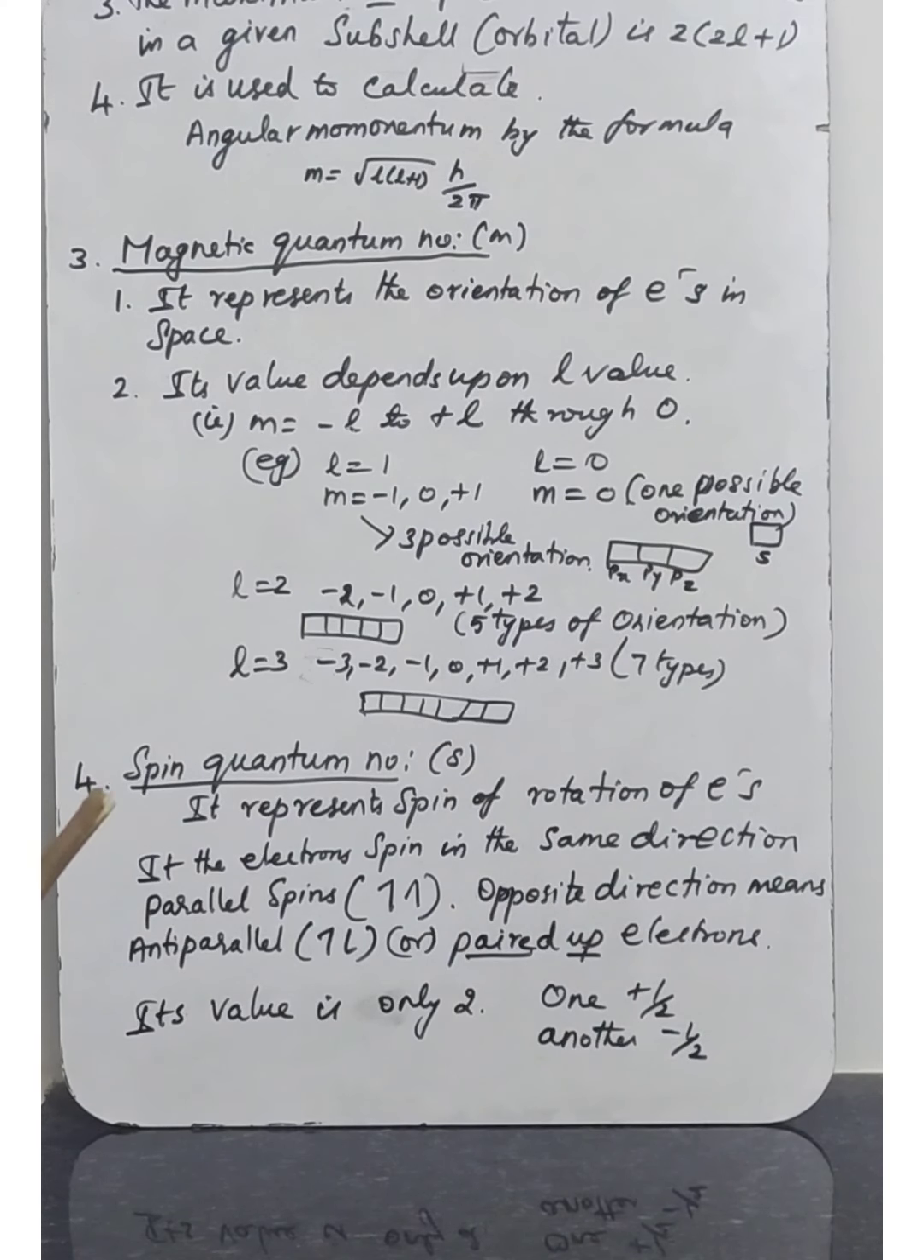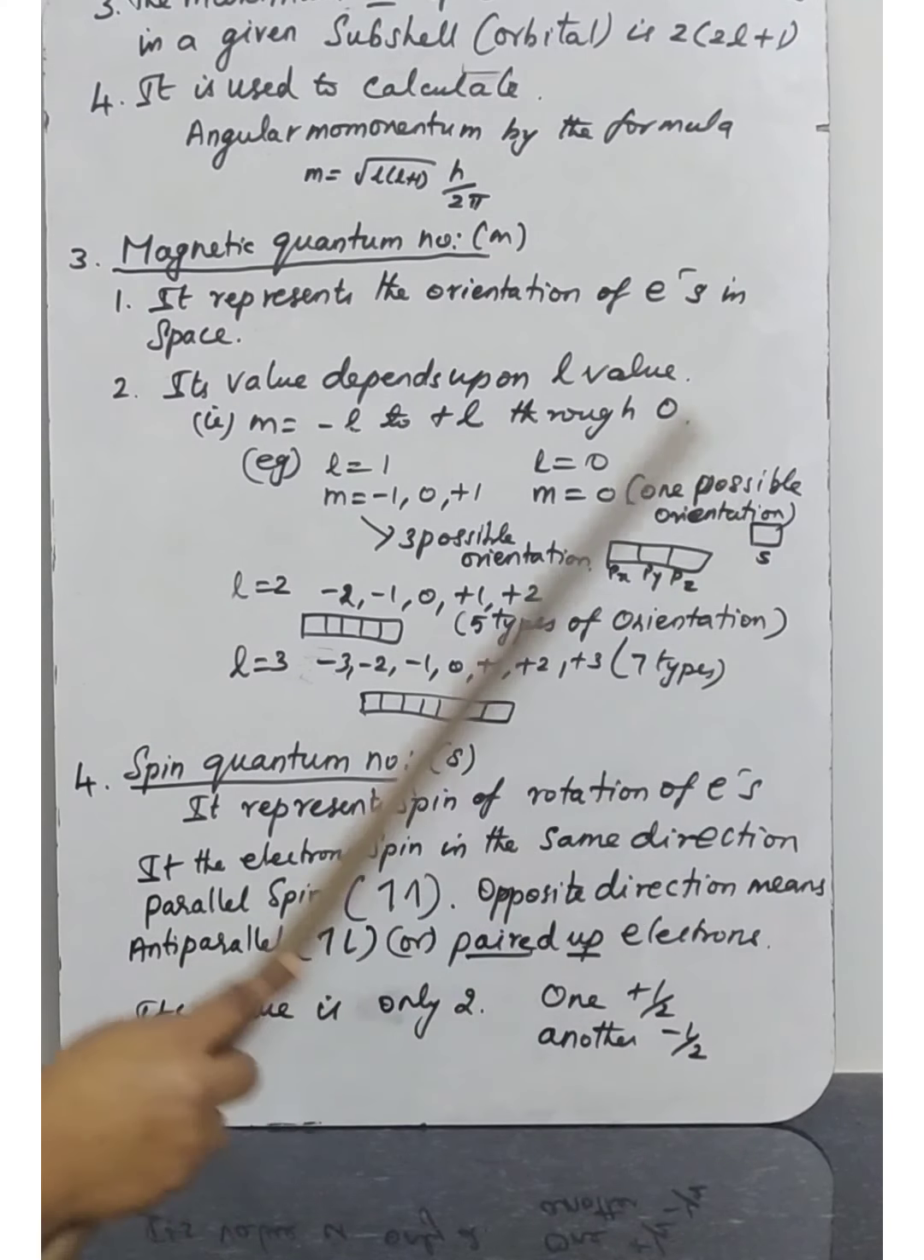The fourth type of quantum number is the spin quantum number. It represents the spin of rotation of electrons. It is represented by the symbol small s, the spin quantum number small s. It represents the spin of rotation of electrons.